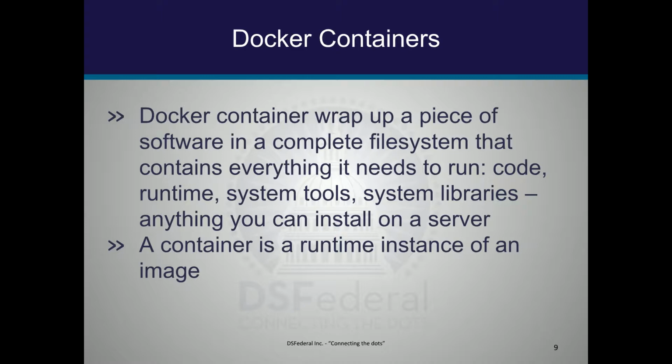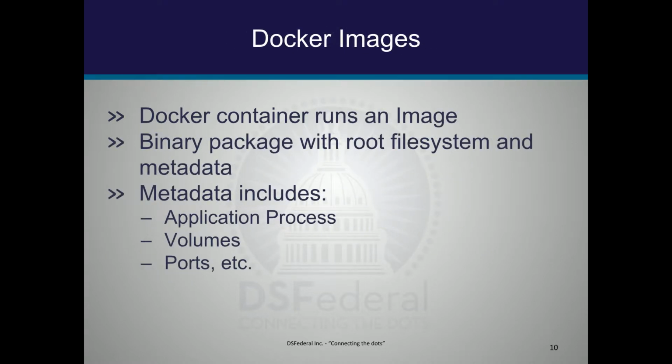So what is an image now? A Docker image is basically a binary package with all your root file systems, and it also includes metadata like your application process, what ports you're going to expose, and any volumes that you're going to attach. The good thing about volumes is that you will have persistent data, so it makes it easier to have your data available on any environment, even if you're sharing applications or processes between each other.